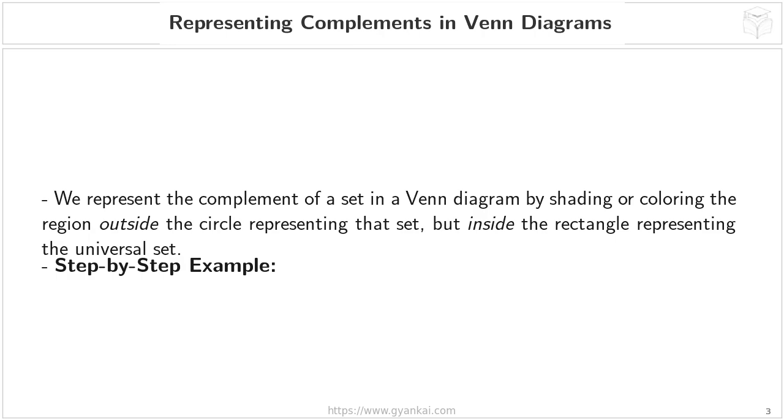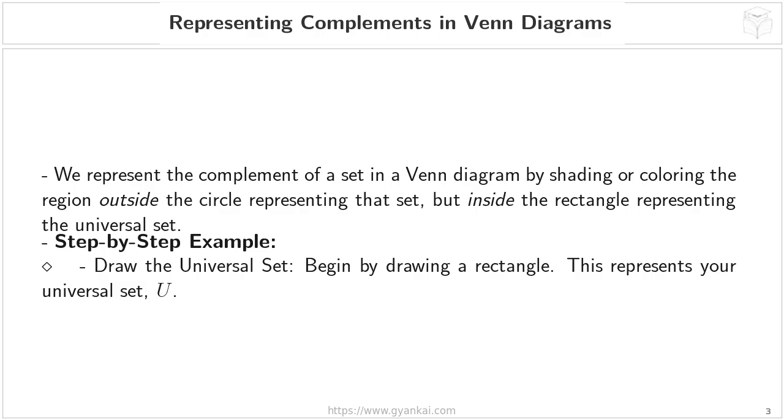Remember, the rectangle is crucial. It defines the boundaries of everything we're considering. We're not just looking at what's not in the circle, but what's not in the circle within our defined universe. Now, let's walk through a step-by-step example. First, draw the universal set. This means we begin by drawing a rectangle. Think of this rectangle as a container holding everything we're interested in for this particular problem. We call this container our universal set, and we label it U.